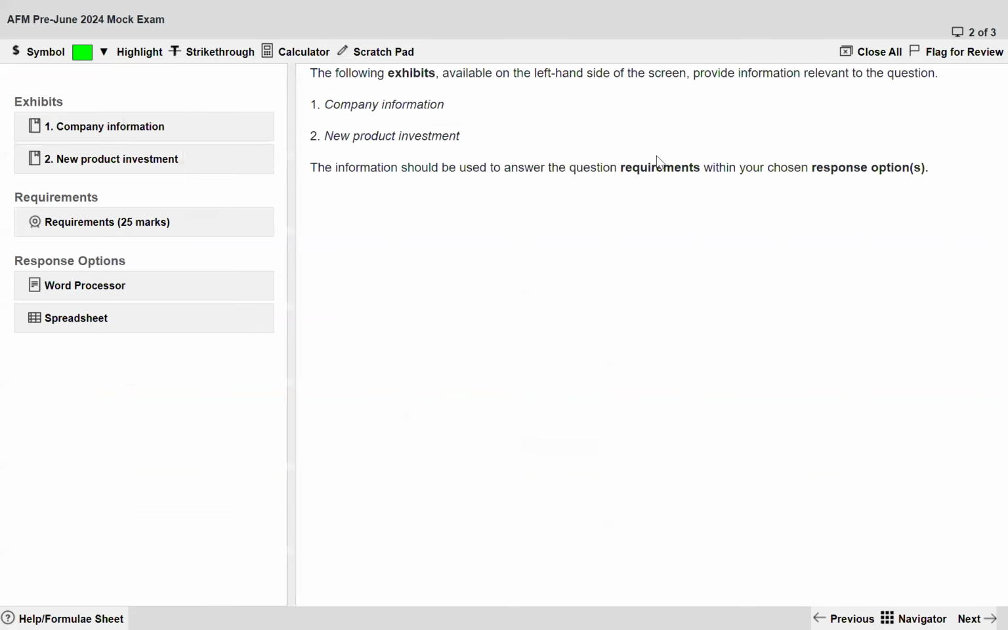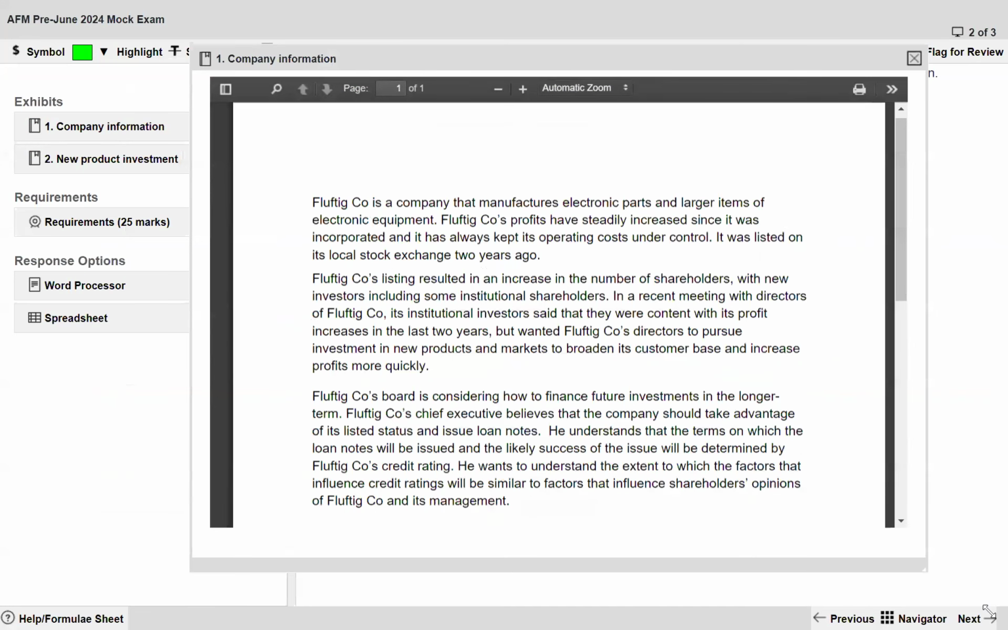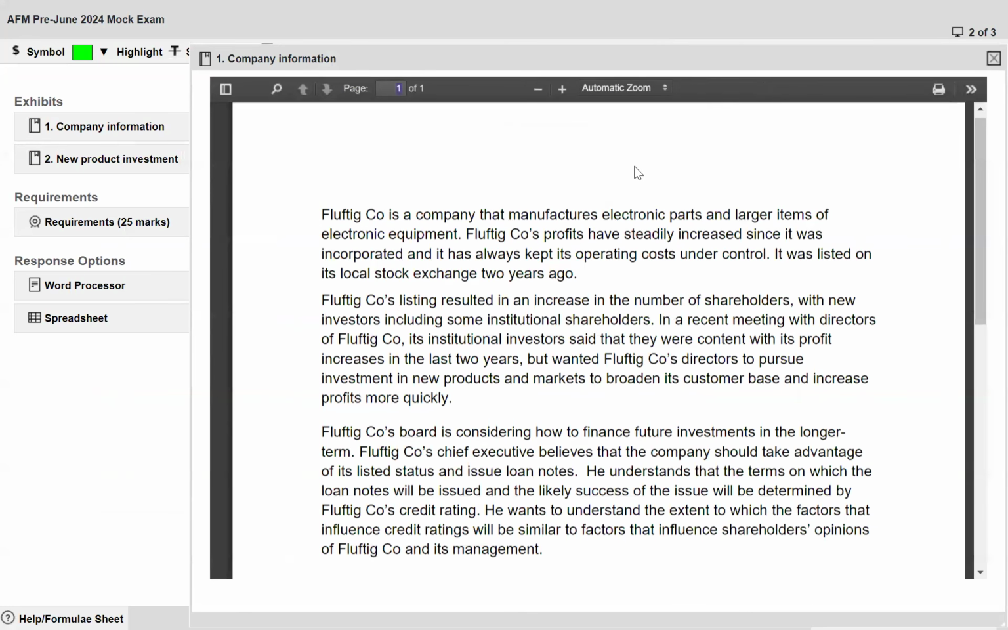But you need to now, of course, understand the company information and the product that you're investing in. Flatfig is a company that manufactures electronic parts and large items of electronic equipment. Profits have been stable and have been increasing since incorporation, and it has always kept operating costs under control. It was listed on the stock exchange 2 years ago. So it's a new company on the stock exchange. That is important.